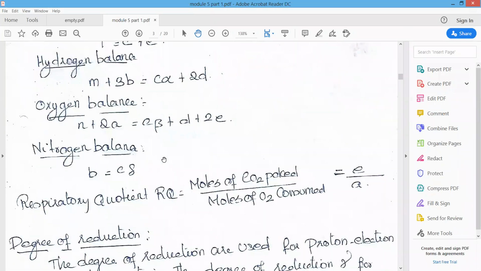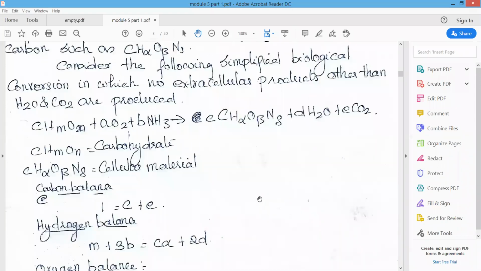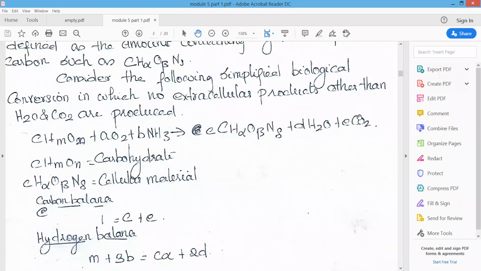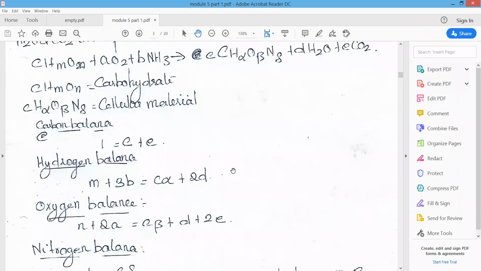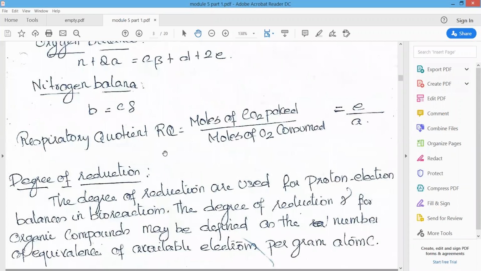And the next is respiratory quotient. Respiratory quotient is moles of CO2 produced divided by moles of oxygen consumed. Here, moles of CO2 produced is E and moles of oxygen consumed is A. So E by A. If the problem is given with numbers, the coefficients will vary accordingly.